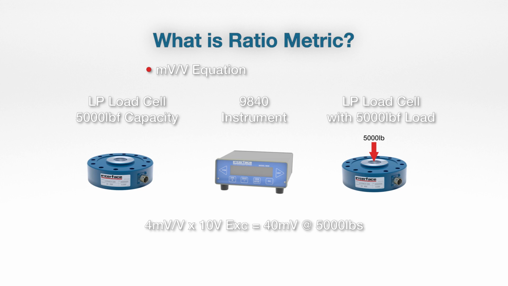millivolts at 5,000 pounds. A variation of this would be if we only supplied 5 volts of excitation, we would expect half of the output, or 20 millivolts at 5,000 pounds.